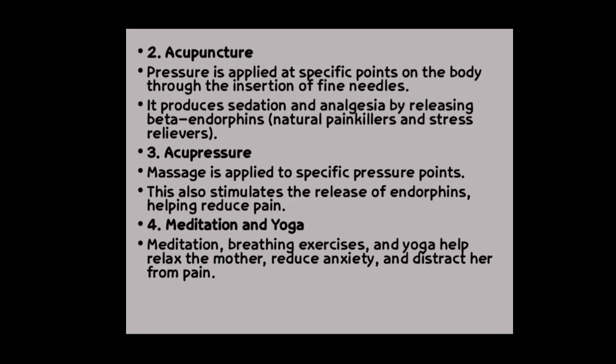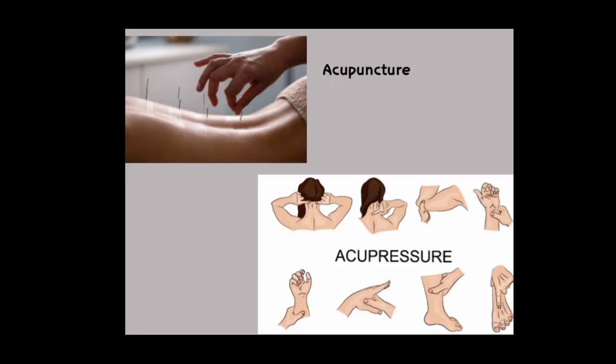2. Acupuncture. Pressure is applied at specific points on the body through the insertion of fine needles. It produces sedation and analgesia by releasing beta endorphins, natural painkillers and stress relievers. 3. Acupressure. Massage is applied to specific pressure points. This also stimulates the release of endorphins, helping reduce pain. 4. Meditation and yoga. Meditation, breathing exercises, and yoga help relax the mother, reduce anxiety, and distract her from pain.